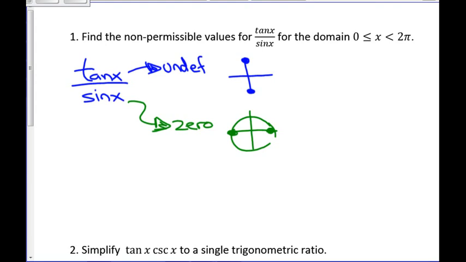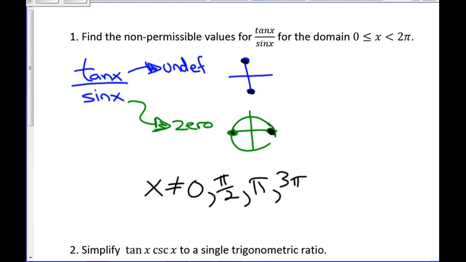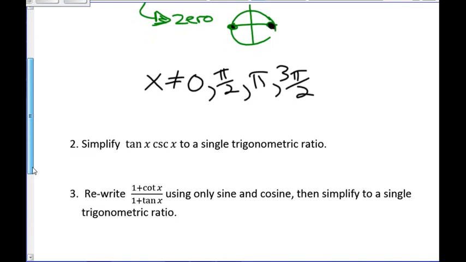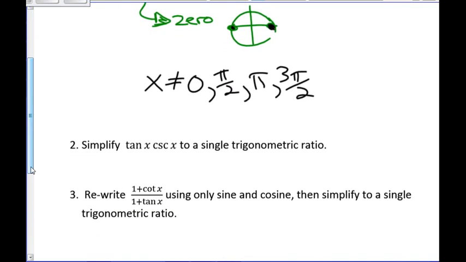If we put all those together, we can say that x is not allowed to be any of those. 0, right here. Pi over 2, right here. Pi. And finally, 3 pi over 2. Okay. Notice that that's only worth 3 marks out of the whole assignment. So it's not where the bulk of the material is for the chapter.